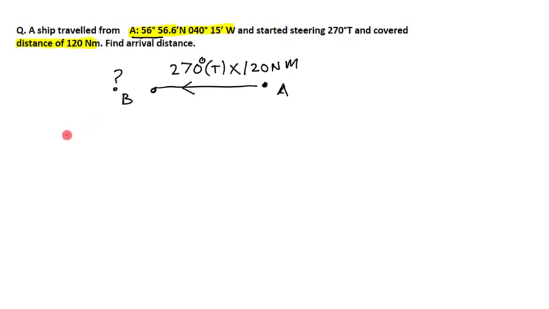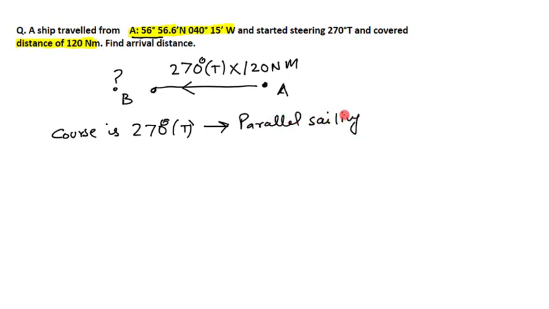Well, we should know that if the course is east or west, the vessel is doing parallel sailing. So here the course is 270 degree true. That means the vessel is doing parallel sailing. So if you are doing parallel sailing, that means the departure is equal to d long into cos of latitude. Now another aspect, in parallel sailing, departure is equal to distance.